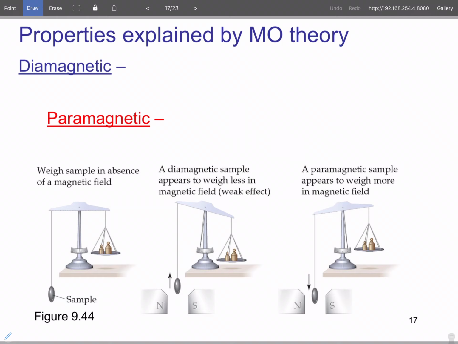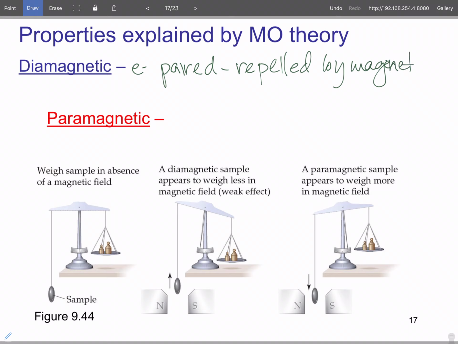Diamagnetic is when the electrons are paired, so they are repelled by a magnet. And you're like, wait, I've seen this before. Yep. Paramagnetic is when you have unpaired electrons, so they're attracted to magnets.